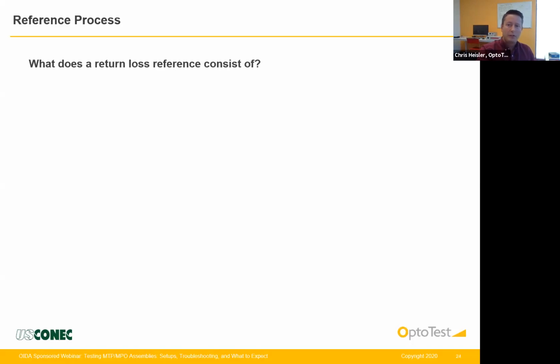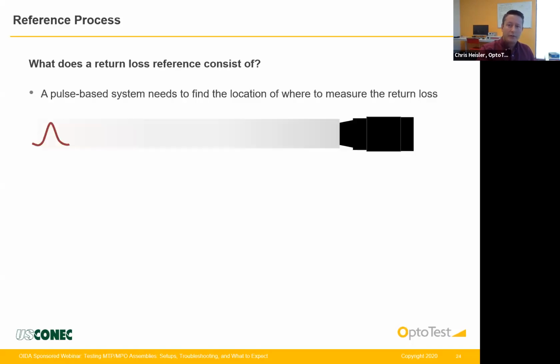Now, continuing to look at the referencing process, a return loss reference typically requires the pulse-based system to find the location where the return loss will be measured. This is usually at the position of the reference connector. A pulse is sent out to find the open end of the connector. The reflection comes back, and based on the time it took to return and the magnitude of the returned pulse, the location and the reflection size are known.